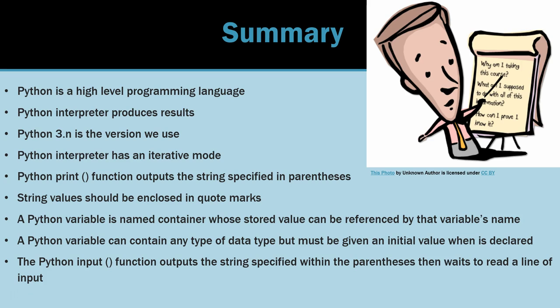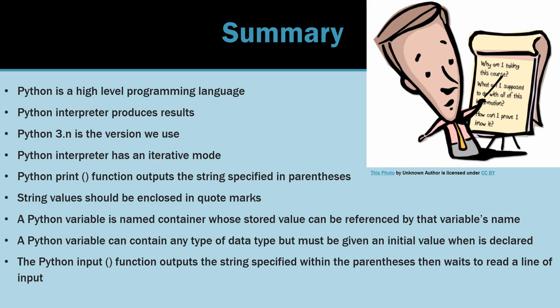The Python interpreter has an iterative mode. Iterative means that you can iterate or use instructions over and over and redo the code, so it lets you practice on the shell. The Python print function outputs a string specified within parentheses, as you saw when we were doing the exercises. If you don't use the Python print function, then Python will still do the calculations, but of course it will do it in the background so you won't be able to see the results.